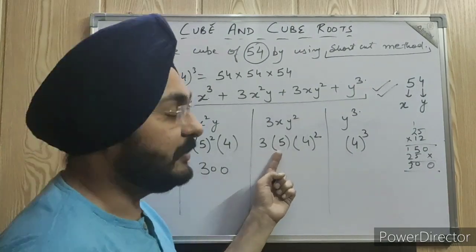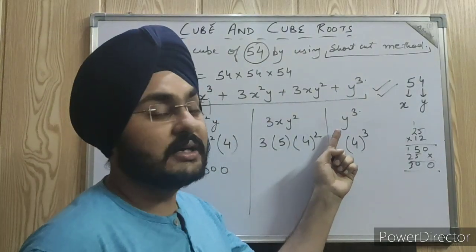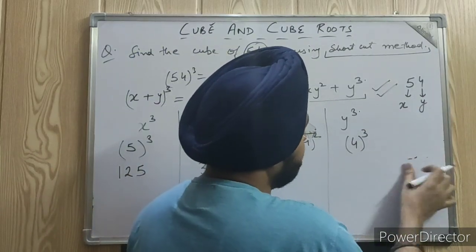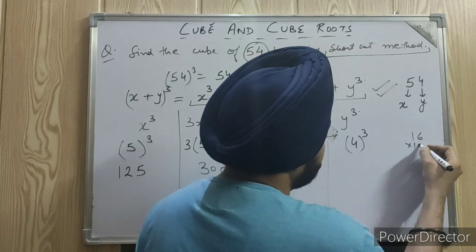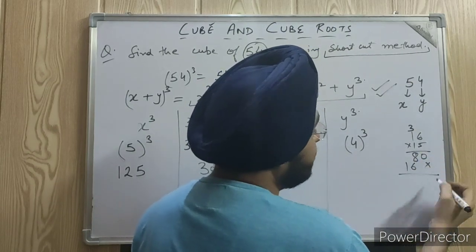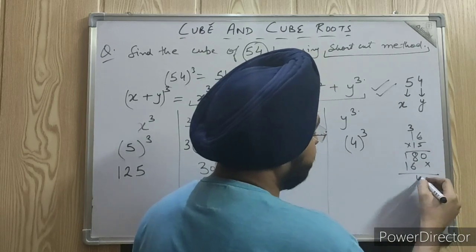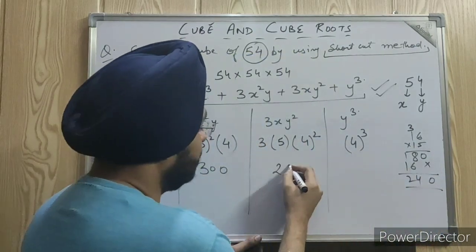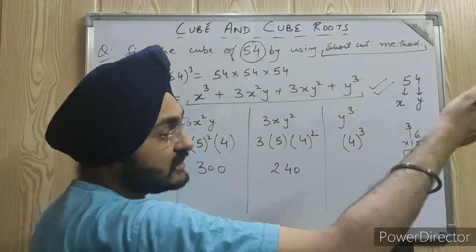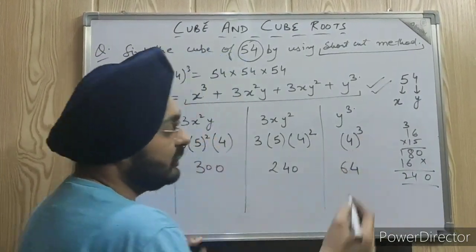3 into 5 will be 15 and 4 square will be 16. So 16 multiplied by 15. Multiplying again 16 with 15. 5 into 6 will be 30, 80 and again 16. So 0, 6 plus 8, 14. That will be 240 here. So 4 cube will be 4 into 4, 16. 16 into 4 will be 64.